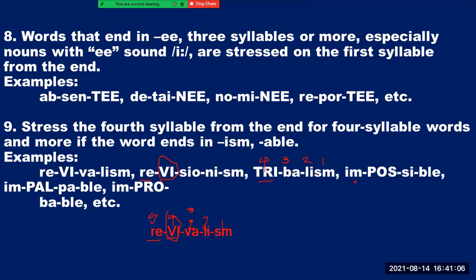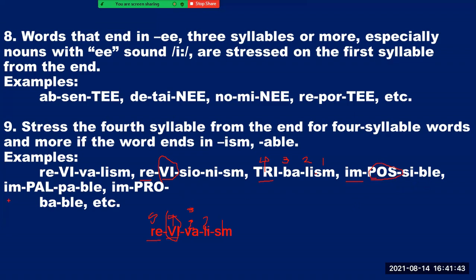Impossible. Here, the rule that applies is: if a word begins with a prefix, you stress the syllable immediately after the prefix, and that's another rule you must observe. If we look at 1, 2, 3, then we are supposed to place stress here, but because this is a prefix, we do not stress the prefix in most cases. So we bypass the prefix and we stress the syllable that comes immediately after the prefix.